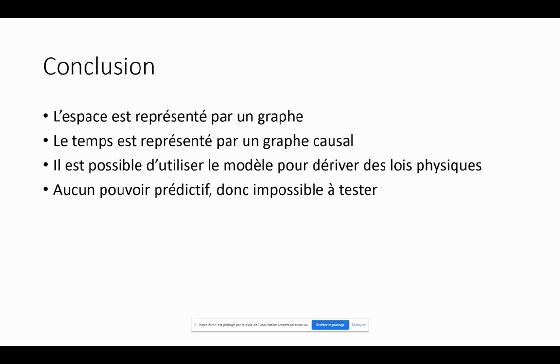Sinon, moi, j'aurais une question. Tu dis que ça n'a aucun pouvoir prédictif pour le moment. Est-ce que c'est prévu qu'à un moment, il y aurait un pouvoir prédictif sur quelque chose? Est-ce que ça va rester comme ça? Est-ce qu'il pense pouvoir, à un moment, prédire des choses pour vérifier son modèle?